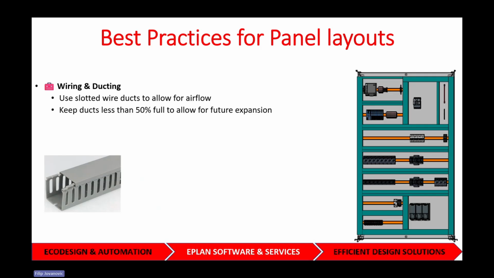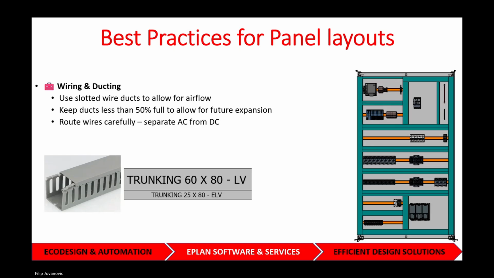You also want to keep the ducts less than 50% full, mainly to allow future expansion, like what I said in the previous slide. And it's a good idea to route your wires carefully. You want to separate the power wires, or I guess AC, from the control, DC. And one good idea for that is you can have 2 trunking side by side, like what you see in the picture below. We have a low voltage or the power, and then we have the ELV, extra low voltage control. So it's a good idea to separate them.